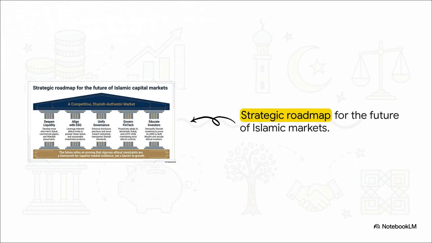But there is a clear strategic roadmap forward. To build a highly competitive market, institutions need to deepen liquidity by developing more short-term commercial papers. They really need to align with ESG frameworks, leveraging their inherent ethical limits to pioneer green sukuk and sustainable products. On top of that, they must unify governance toward transparent, centralized standards, much like we saw with the Malaysian model. They've got to proactively govern fintech, bringing AI and blockchain into the fold without breaking those ethical controls. And finally, investor education is key. By demystifying the system, they can prove its value to both Muslim and secular ethical investors alike.